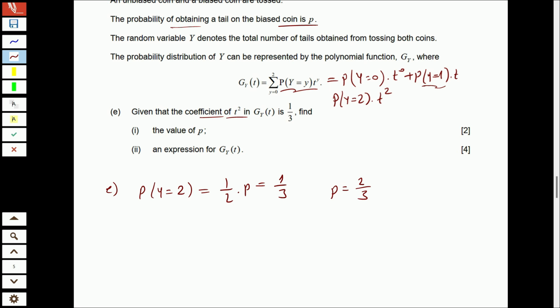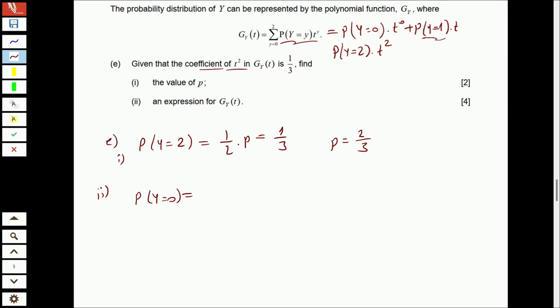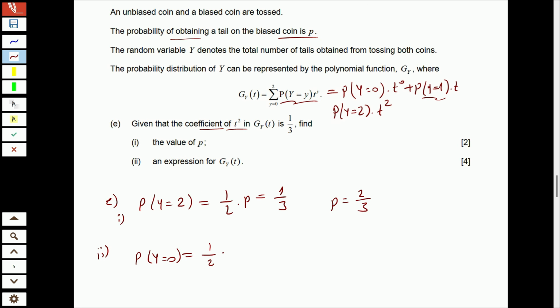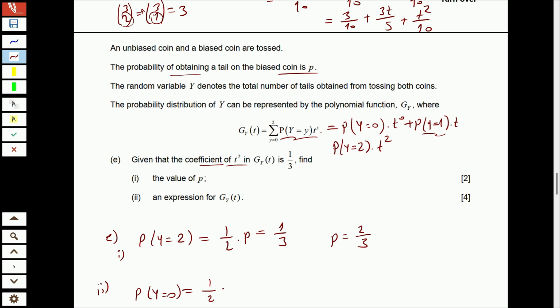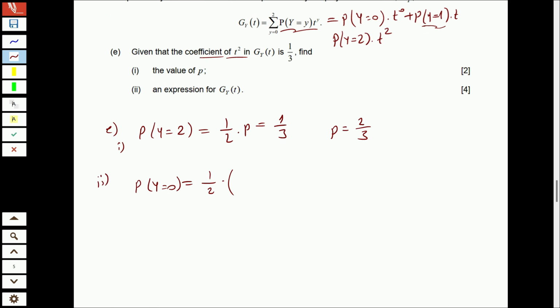Okay. The next question is an expression for g sub y. Yeah, we will find, for example, none of them is tail. The unbiased coin will be 1 over 2, because if it is head or tail, it doesn't matter. It's going to be 1 over 2. And for the biased coin, we found that p is 2 over 3, but we don't want it to be tail, so we're gonna subtract this number from 1. It will give us 1 over 2 times 1 over 3, which is 1 over 6.